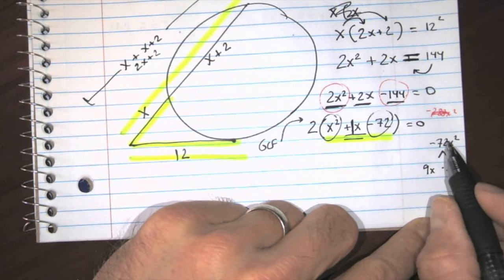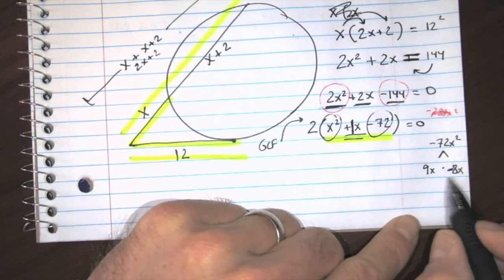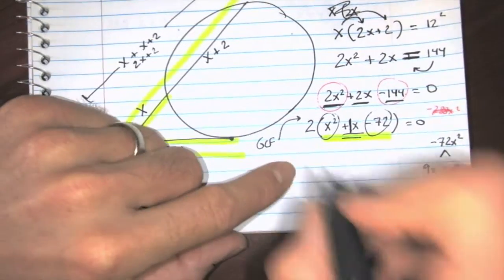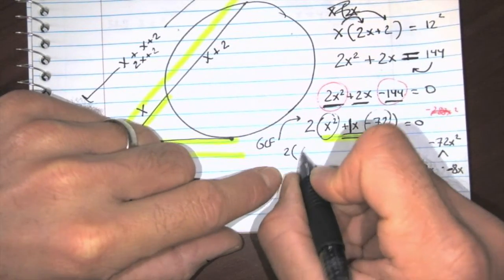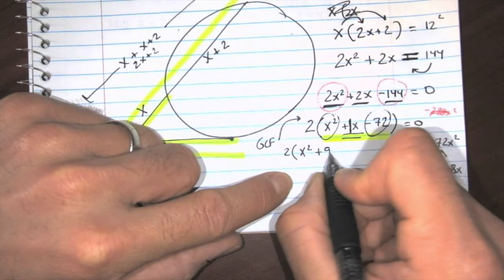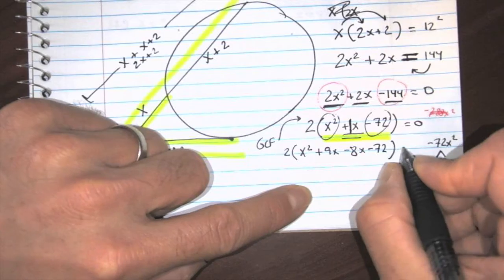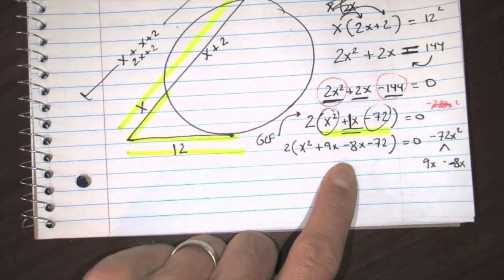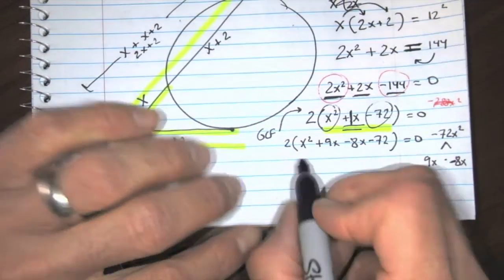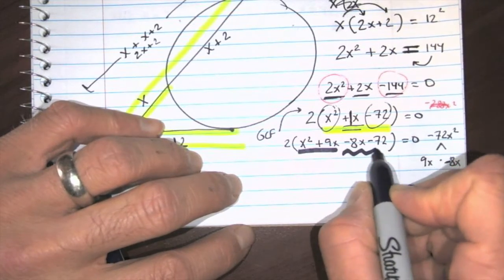Multiply these together, you get negative 72x squared. Add these together, you get a positive 1. Bullseye. So x squared plus 9x minus 8x minus 72. Technically, they're still in parentheses, so I still got to bring them down. Take a GCF out, and then take a GCF out.